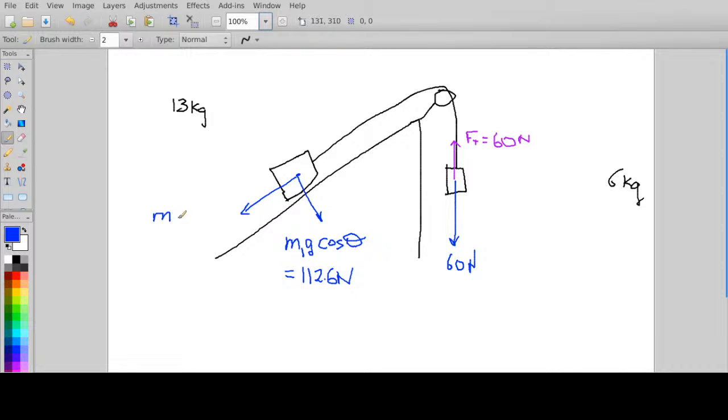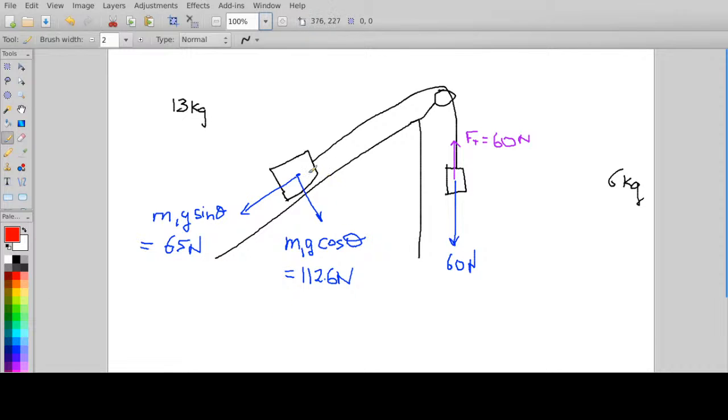This other one, if this one is cosine, then the parallel must be sine. So it's also m1g sine theta. And sine of 30 degrees, that's maybe one of those values that you should memorize. Sine of 30 degrees is a half. So it's going to be half of 10 times 13, which equals 65. So this component is equal to 65 newtons. Great. We've got gravity.